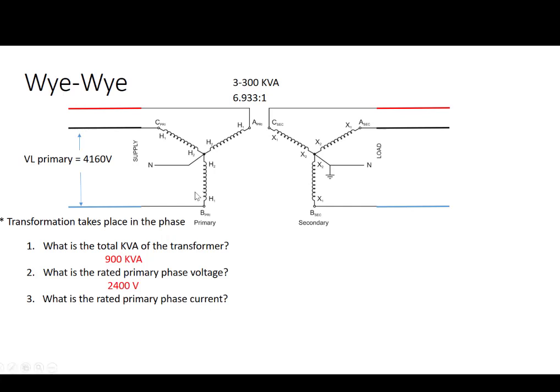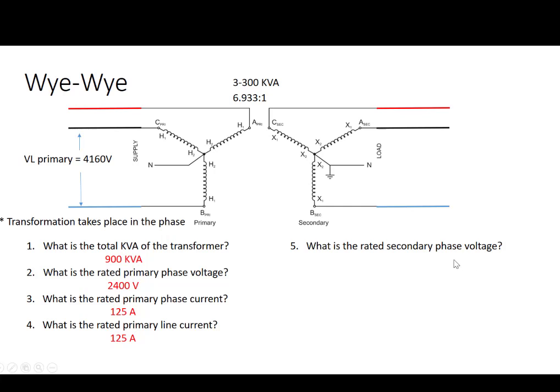The primary phase current would come from the VA rating of each phase, which is 300 kVA, divided by the phase voltage, which is 2400 volts. 300 kVA divided by 2400 volts gives us 125 amps. And the rated primary line current, again, it's just the rule for Y, and the rule is phase current equals line current. So if the primary phase current is 125 amps, that is going to be the line current as well. We do the same thing on the secondary.